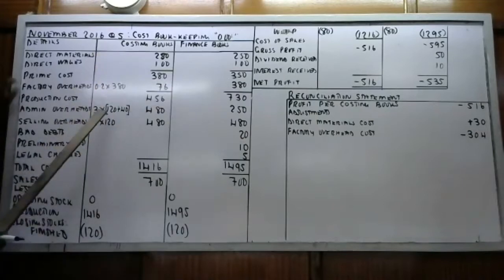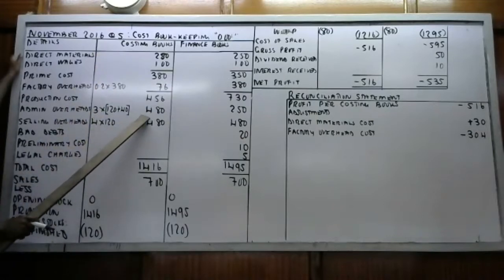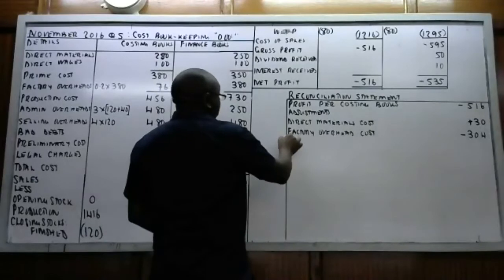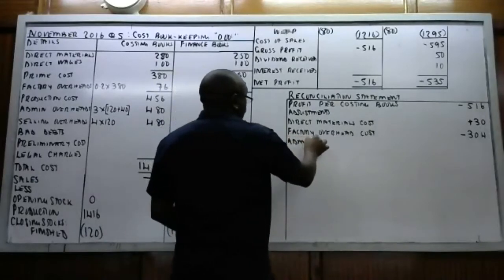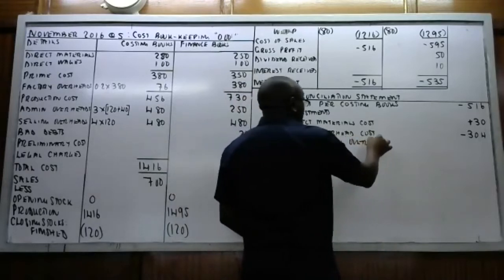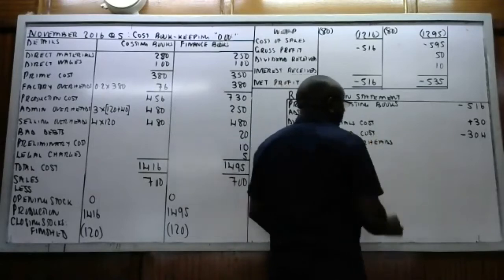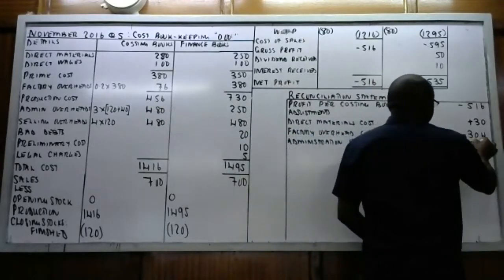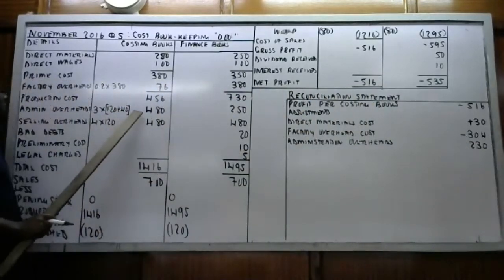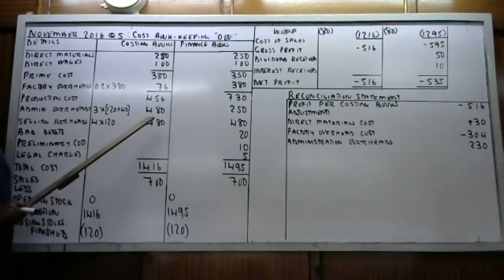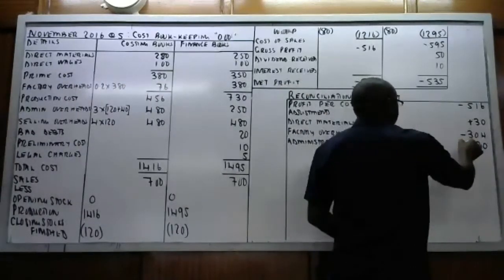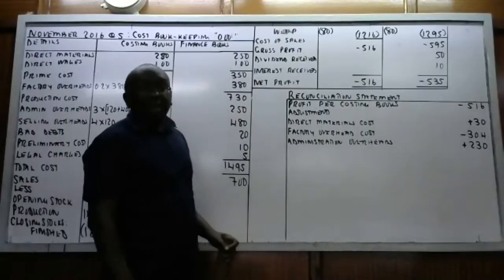Huyo mwingine ni huyu admin. Naona hii admin is different. So administration overhead costs. Give me the difference. 200 to 30. So here, what they did to our costs, when they charged me more, their profits went down. So to bring it back, you add, because they overcharged.